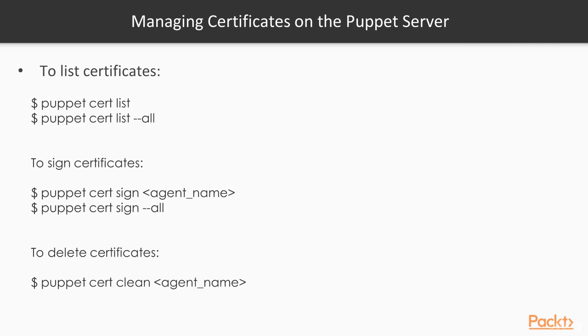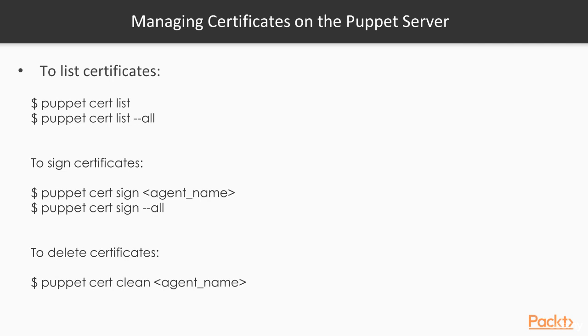Managing certificates on the Puppet server. There are a few actions that can be performed on Puppet certificates in the Puppet server. The primary actions are to list the certificates, to sign certificates, and to remove or delete certificates. To list the certificates, we need to execute the Puppet cert list command. This command gives us a list of certificate signing requests which have not been signed yet.